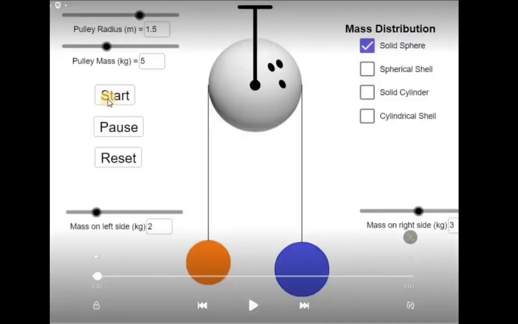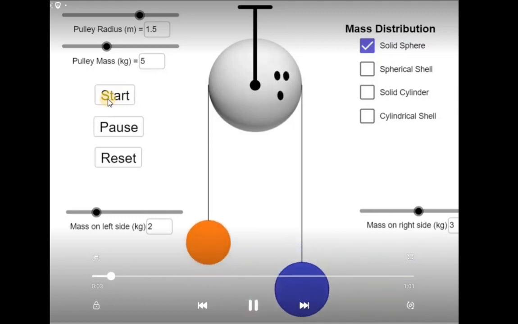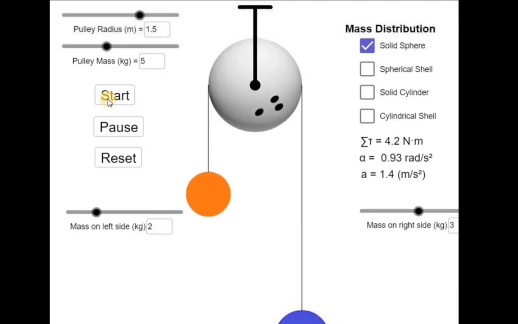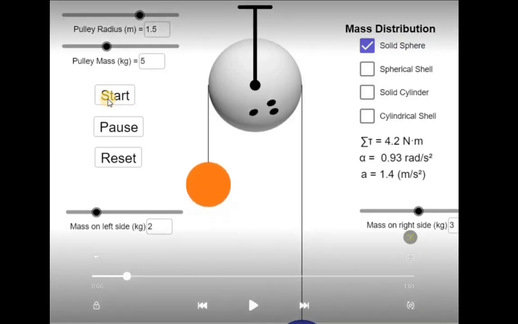Now let's have this interesting case. We have here two masses. One of them is 2 kilograms and the other one is 3 kilograms. And the pulley here is a solid sphere with radius equal to 1.5 meters, and the mass for this pulley is equal to 5 kilograms. Now let's see what's going to happen here. Let's start this one. Now as we can see here, the net torque is equal to 4.2, and the angular acceleration is this one here, and the tangential acceleration is equal to 1.4 meters per second.